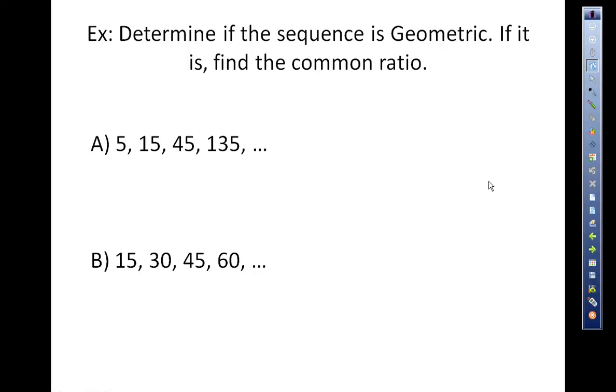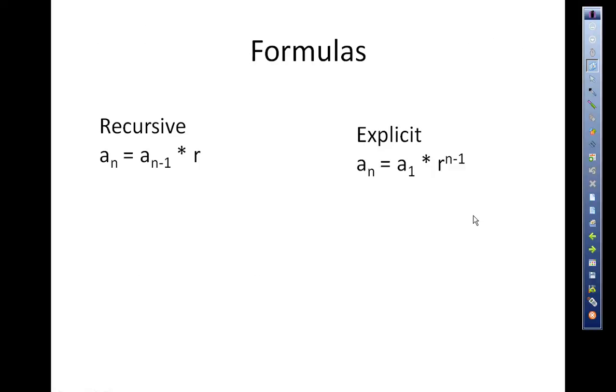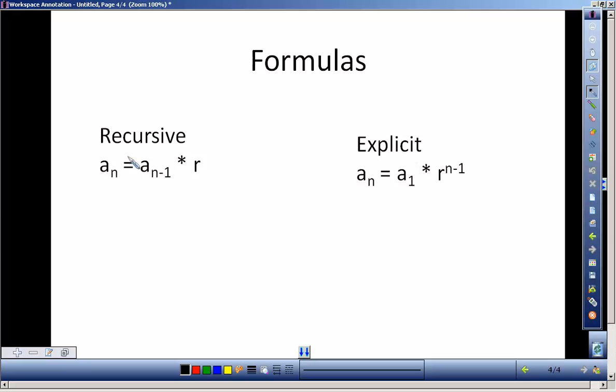And just like with our arithmetic sequences that we learned yesterday, we do have some formulas that we need to go over. We've got our recursive formula and our explicit formula. Remember, recursive is always based on the term in front of it. Explicit is always based on the term that it is. Is it the 10th term? Is it the 100th term?